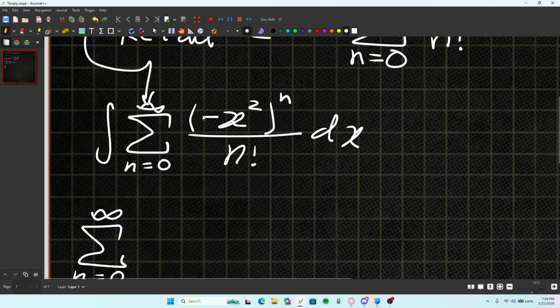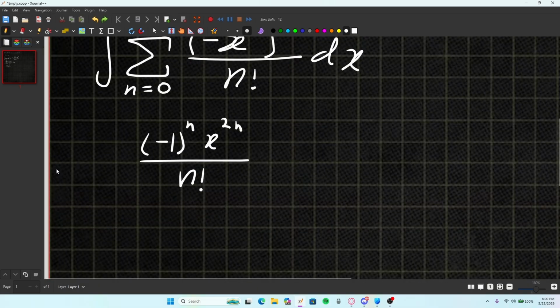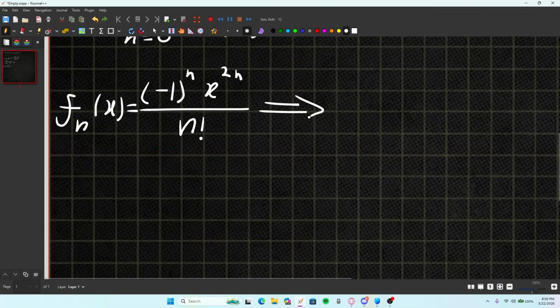Let me just do a little bit of simplification. This right here is negative 1 times x squared. So I'll distribute that power. All right, so we just have the function inside the sum. We're going to do what's known as the Weierstrass M-test. I'm pretty sure I butchered that pronunciation, but I tried my best. We're going to let this entire thing equal f sub n of x, and we're going to take the absolute value of each side.